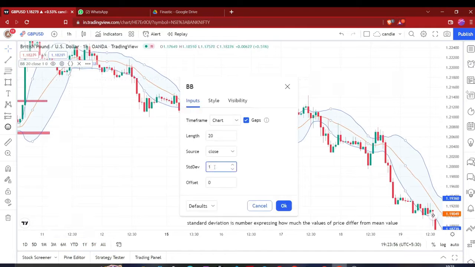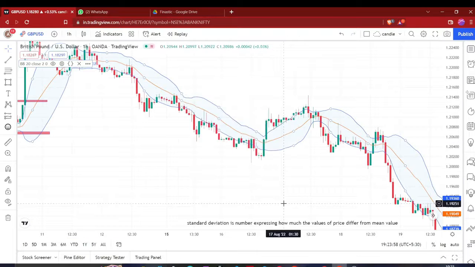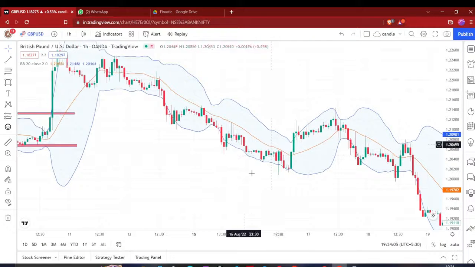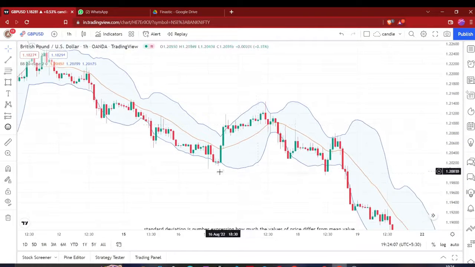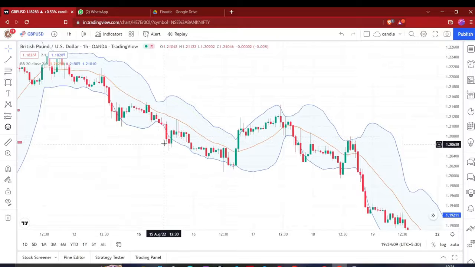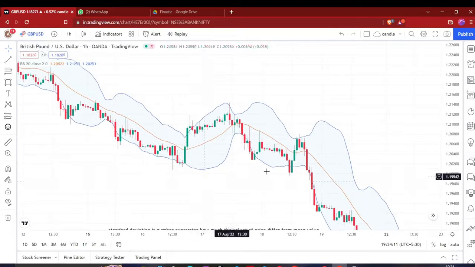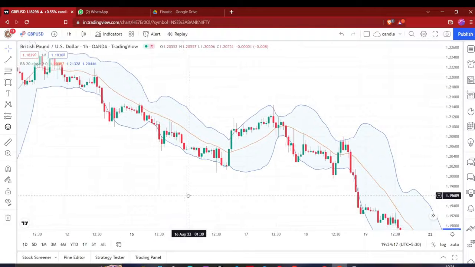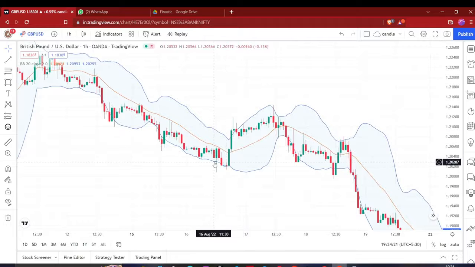If you set the standard deviation to 2, now the zone is a bit widened and you can see that price is more likely to be in the zone. But still there are some points where the zone is broken and the price will trade outside the zone. So whenever you set the settings as 2, 95% of the times the price will stay inside the zone.